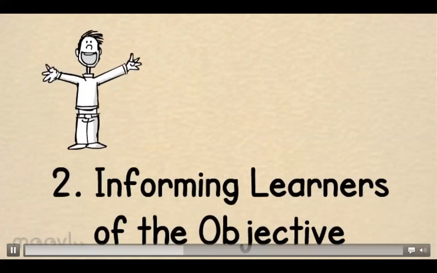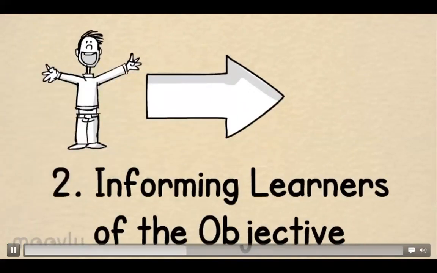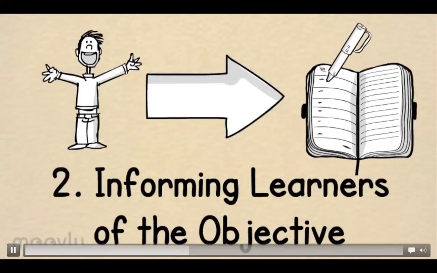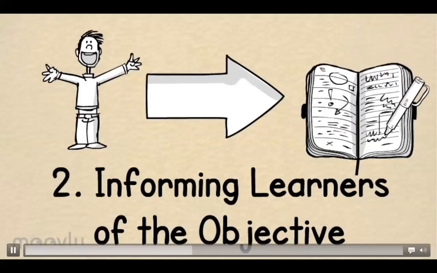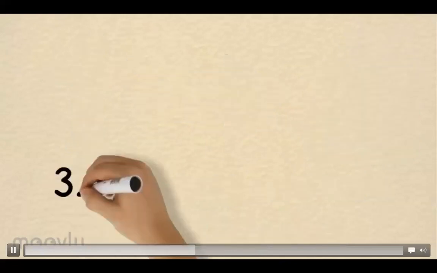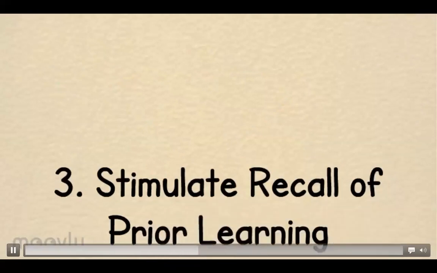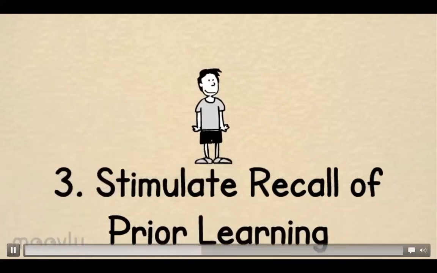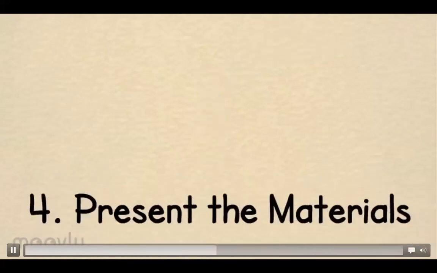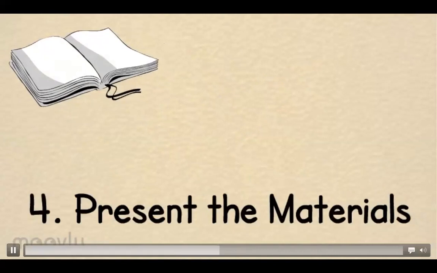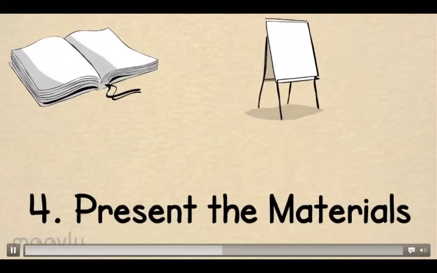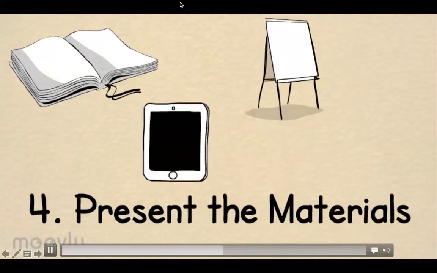Informing the learner of the objective is telling the learner what they'll be able to do at the end of the instruction. An example of this is telling a class that they will be able to write narrative texts. Next step is to stimulate recall of prior knowledge. This is connecting what the learner is about to learn to what they already know. Presenting the materials is the next step. This involves presenting content across a range of different modes, so as to best engage the learner.